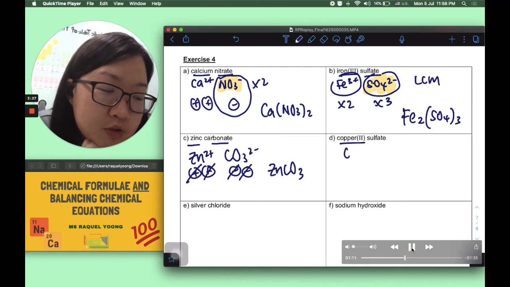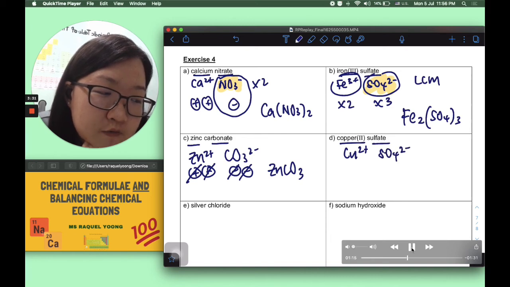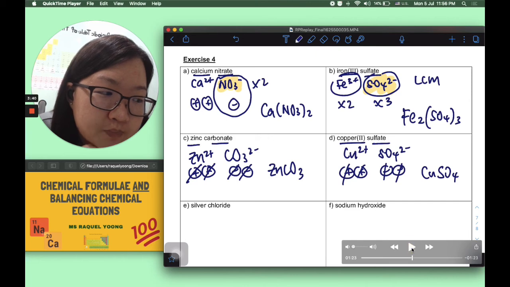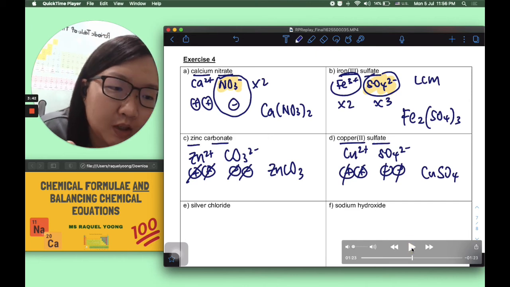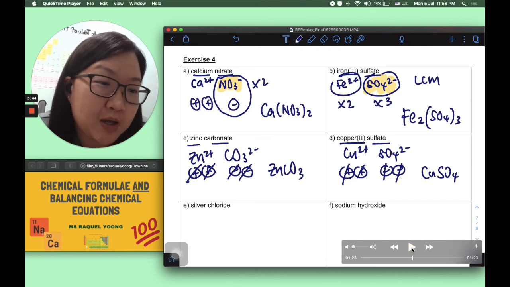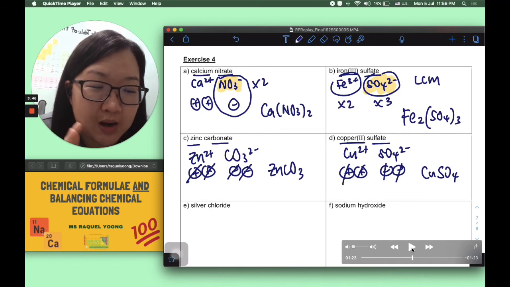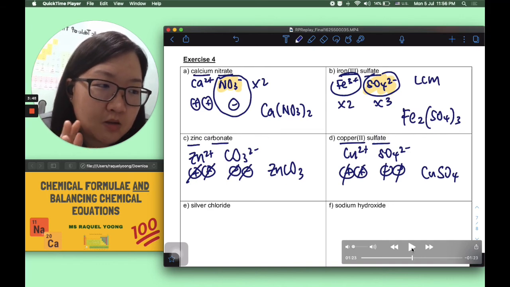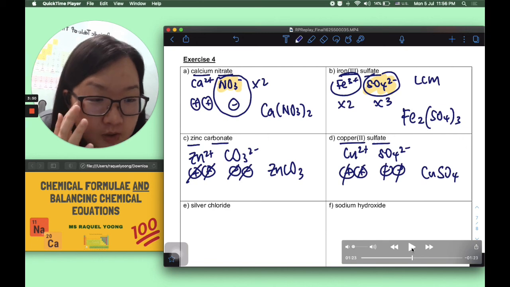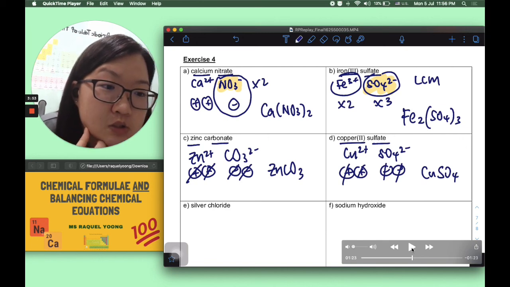Then part D, copper 2 sulfate, Cu2 plus, SO4 2 minus. So yes, over here we have a polyatomic ion, SO4 2 minus, right? But you can see that it cancels out very nicely, 2 plus and 2 minus. So there's no need for a bracket here, okay? Because even if you put the bracket, right, bracket and then the coefficient is 1, you multiply in, it's still the same, right? So the answer is just CuSO4.